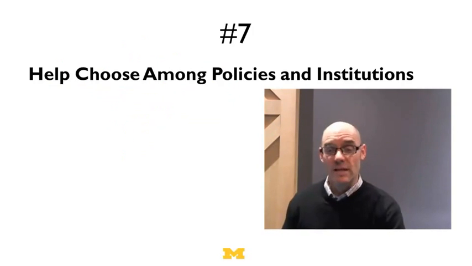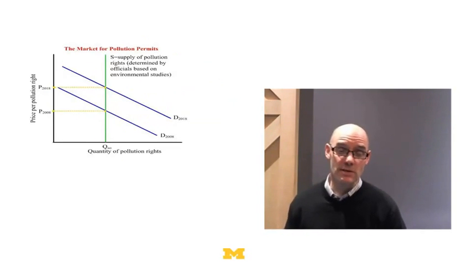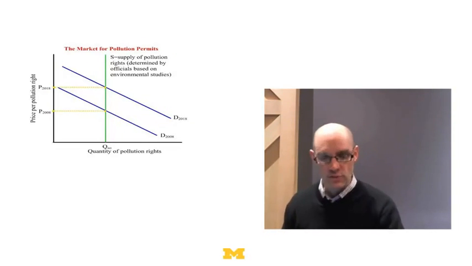Reason 7: to help choose among policies and institutions. Simple example: suppose we're thinking about a market for pollution permits, or a cap and trade system. We can write down a simple model and it can tell us which one is going to work better.